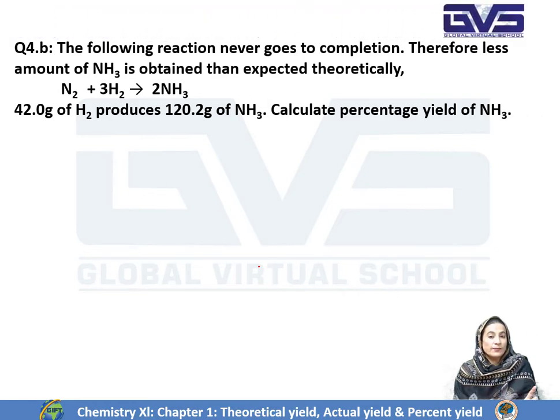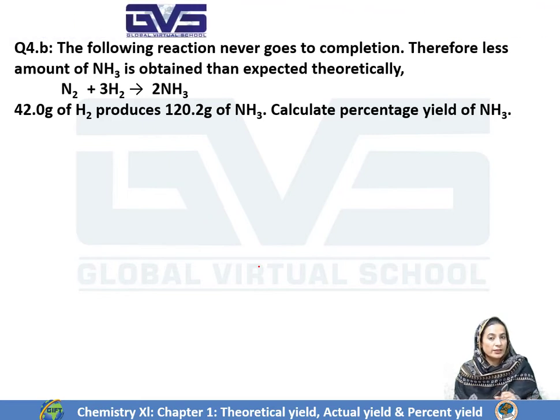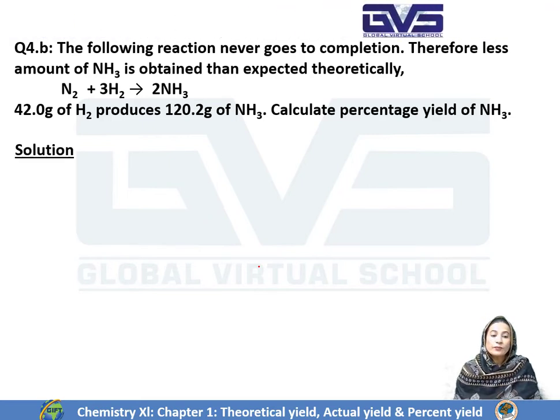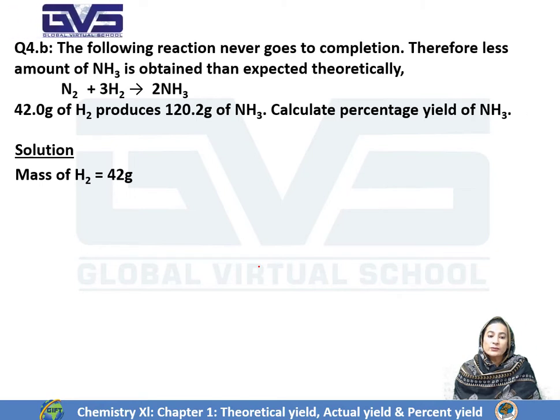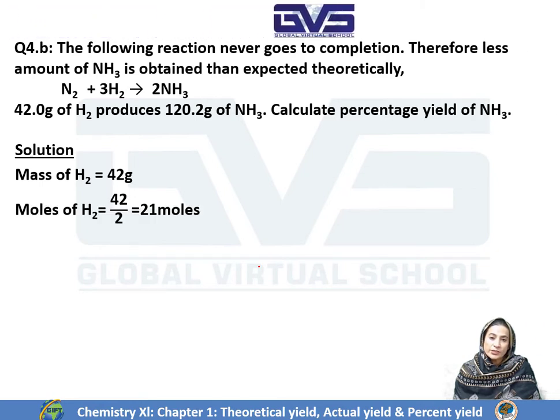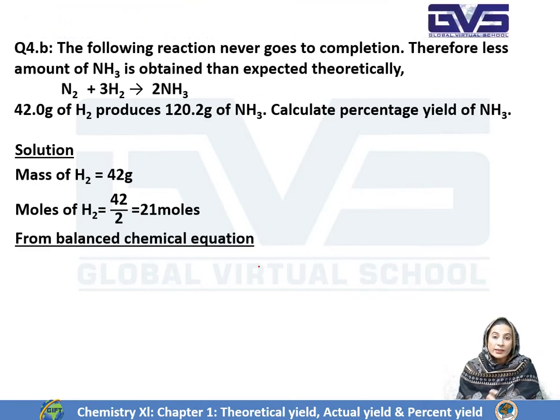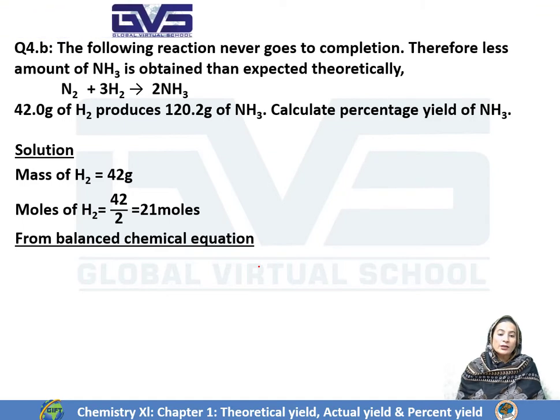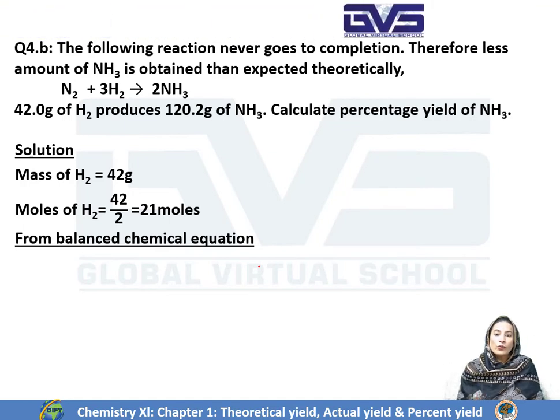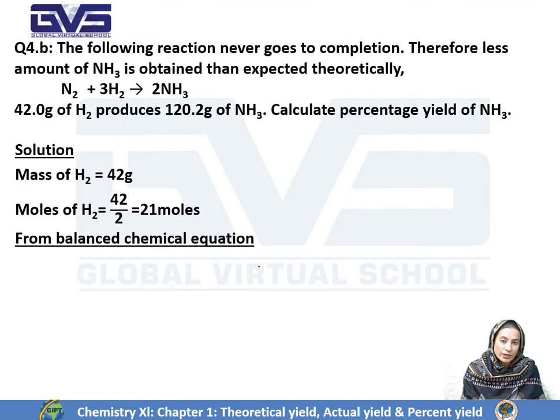So it means first we have to calculate the theoretical yield. Write the data. Mass of hydrogen is given. Convert this immediately into moles. 42 divided by 2, that is 21 moles. And then again the ratio formula, calculate the moles of ammonia with the help of moles of hydrogen.